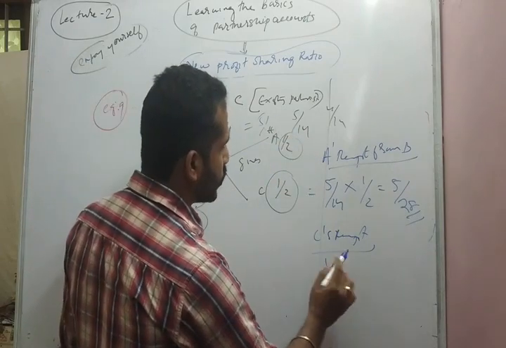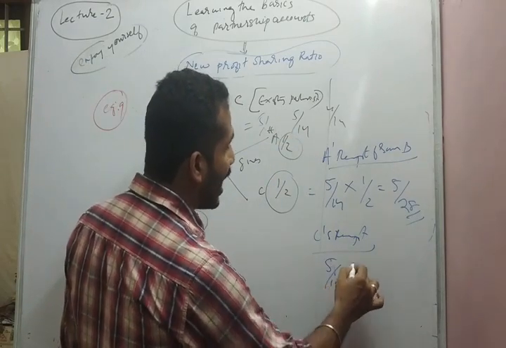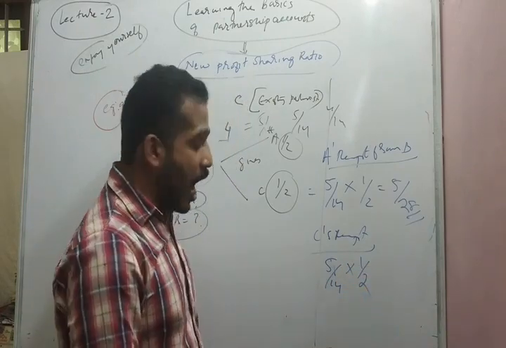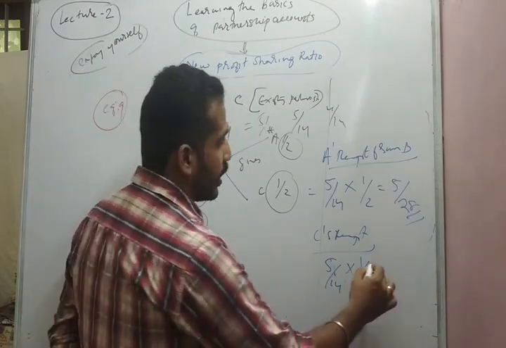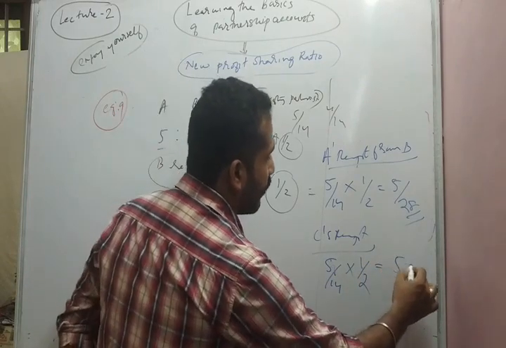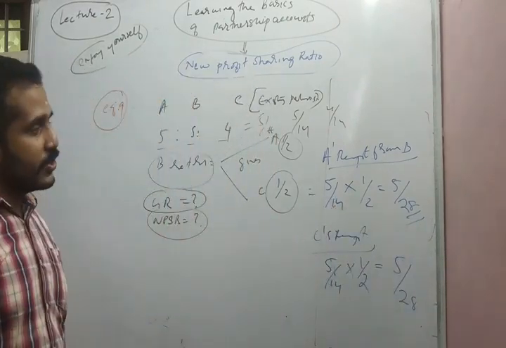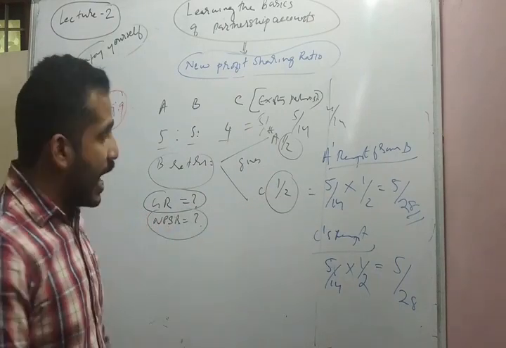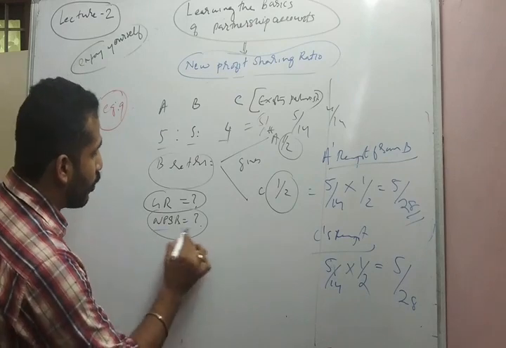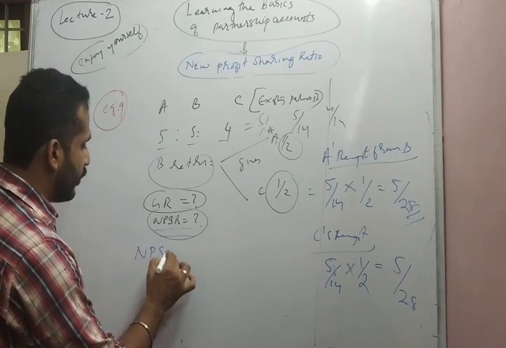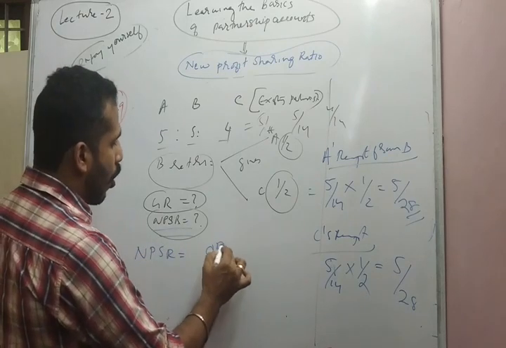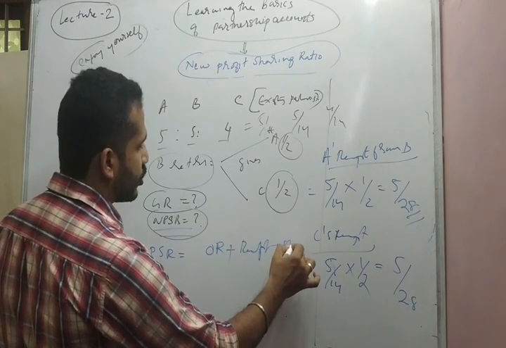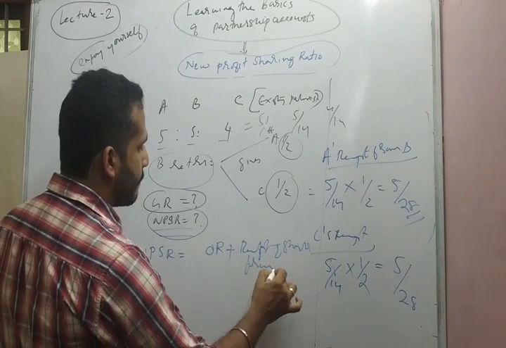B's share is 4 by 14 and C has received one half from B. So what is C's receipt? Again 5 by 28. So this is the receipt of A and C from B, and in order to calculate the new profit sharing ratio, it is equal to old ratio plus receipt of share from B.